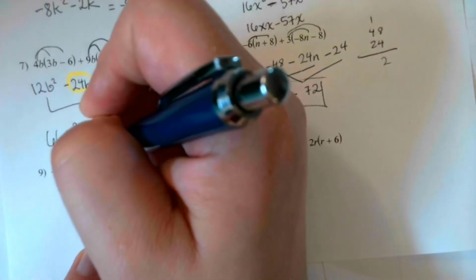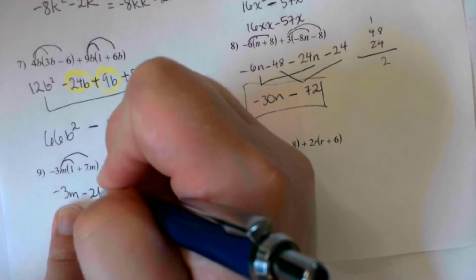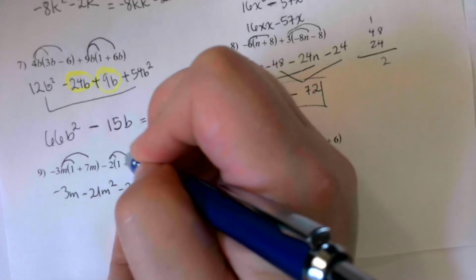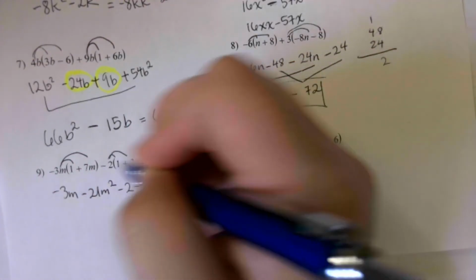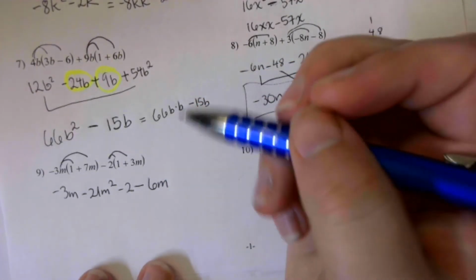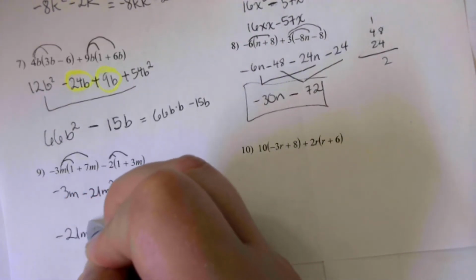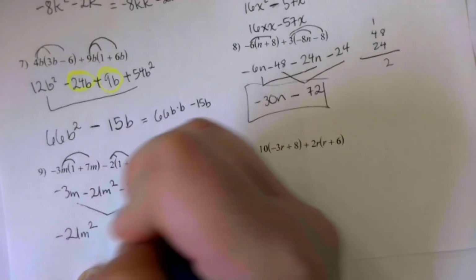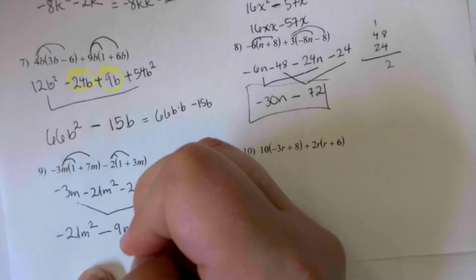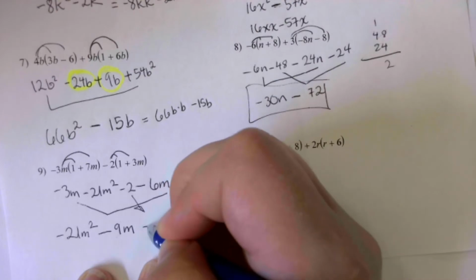Go ahead and distribute. Negative 3m minus 21m squared minus 2 minus 6m. So it's pretty cool. The squared goes first. Minus 21m squared. Then my m terms go together. And last goes my constant term.